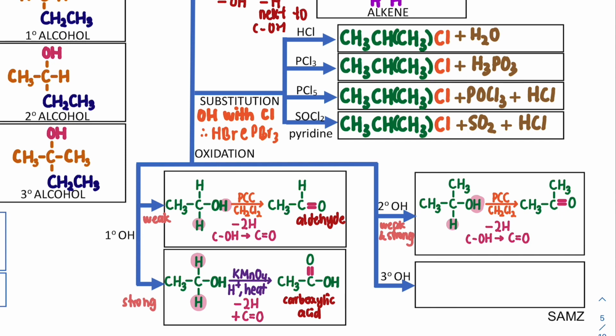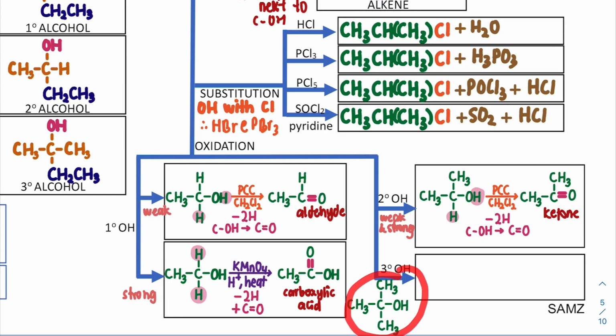In this case, when C double bond O is attached to two different carbons, this is what we call a ketone. That is for secondary alcohol. For secondary alcohol, you can also use KMnO4, H plus, and heat. The last oxidation we will look at is for tertiary alcohol. So what is a tertiary alcohol? This is our tertiary alcohol: the C-OH contains one, two, three carbons. So that's a tertiary alcohol.